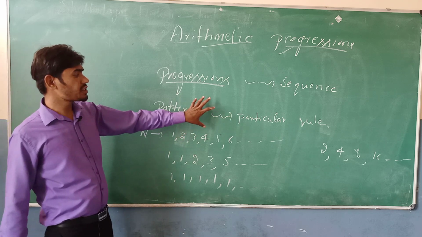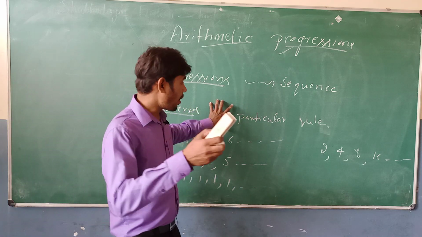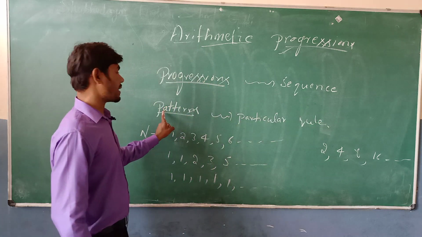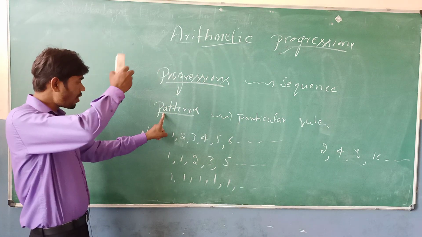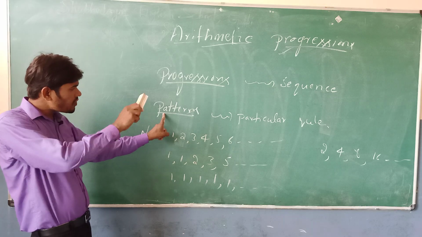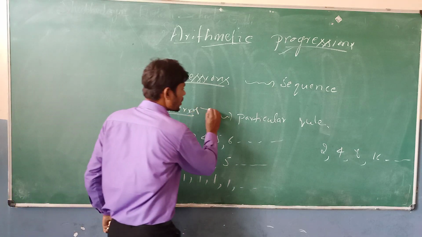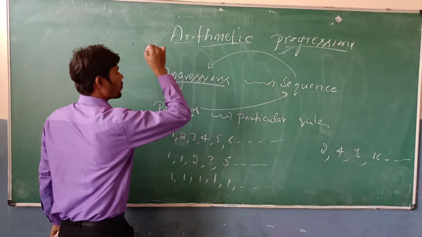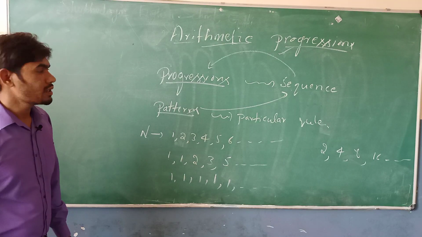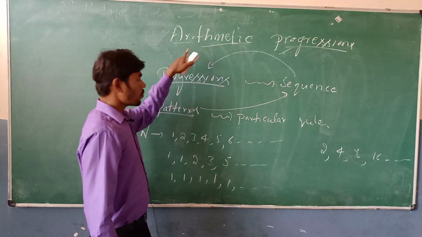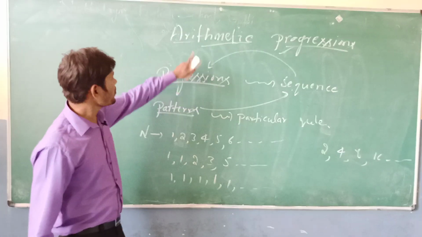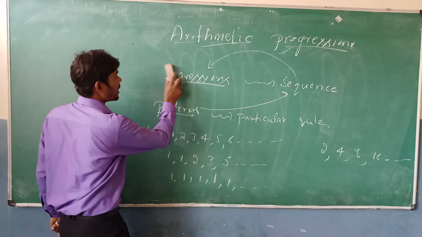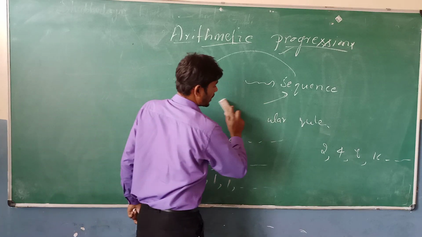A list of numbers arranged by a particular rule is called a pattern. These patterns, a list of numbers in a special order, are called a sequence. A sequence is also called a progression. Next we move on to arithmetic progression. What do we mean by arithmetic progression?